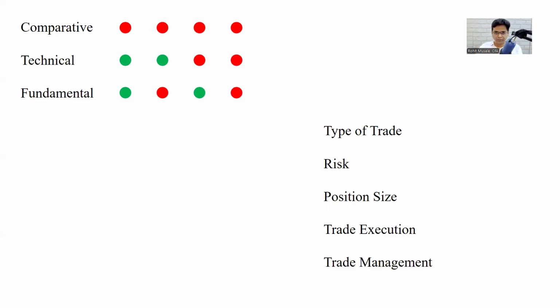In the previous video, we discussed the scenario where comparatively the stock in your watch list was strong, and then we looked at combinations of technical and fundamental. Green means strong, red means weak. Okay, now let us look at the next 4 scenarios where comparatively the stocks are weak.